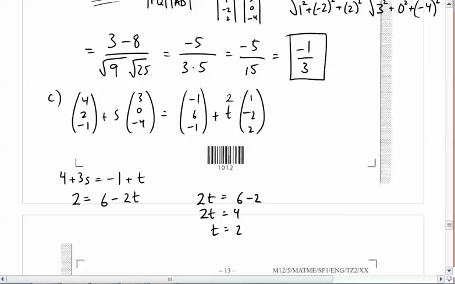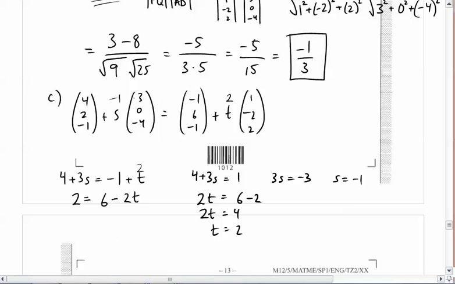And then I could do it by trial and error. Or I could plug that 2 back into here. And I would get 4 plus 3s is equal to 1. So 3s is equal to negative 3. So s is negative 1. And then I could check it.